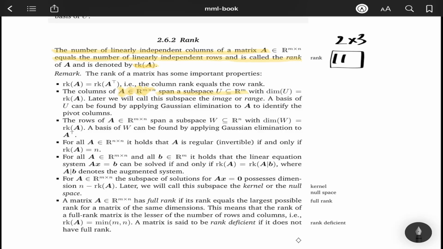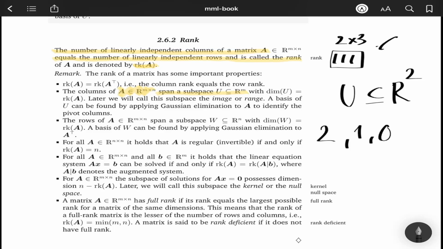Then we have 3 columns. Then we want a subspace. So we will say U is a subspace of R2. Okay. Then just because we have a subspace, we don't know the dimension of U, because U can be 2-dimensional, 1-dimensional, or 0-dimensional.